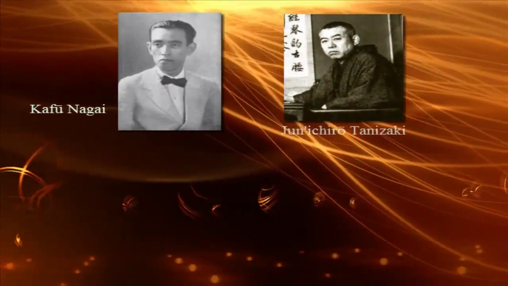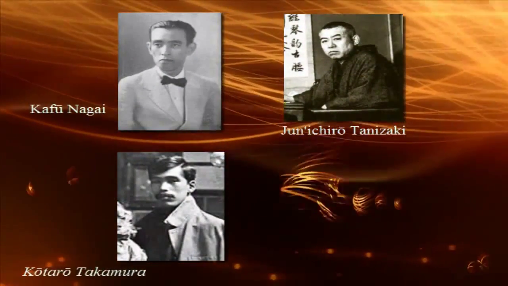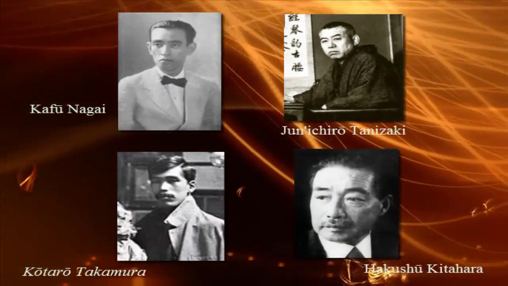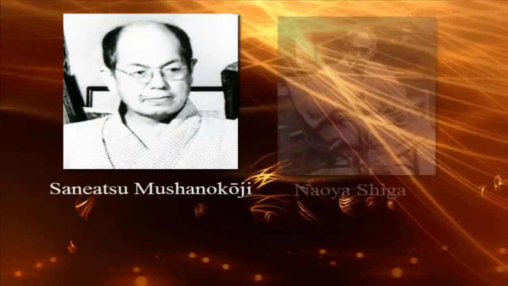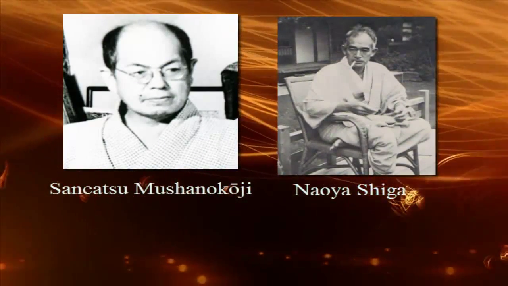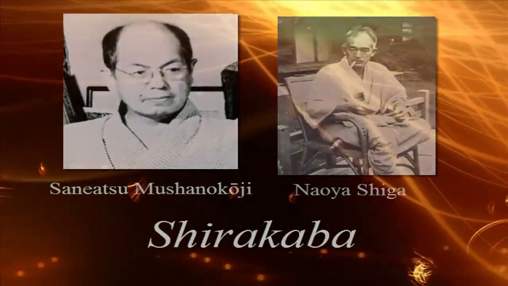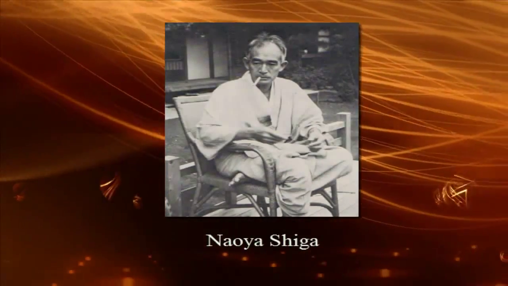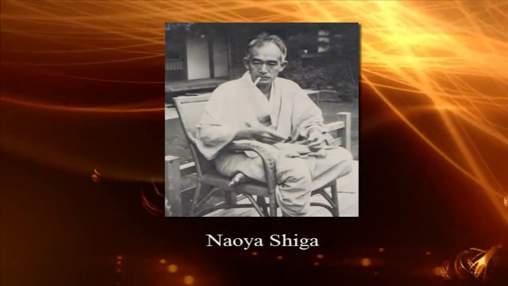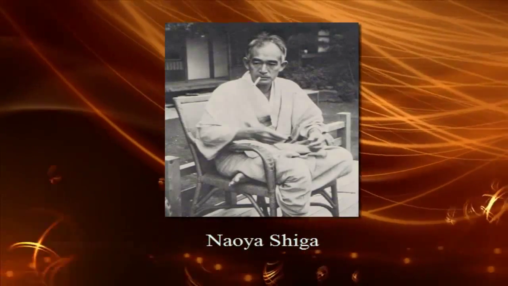Neo-Romanticism came out of anti-naturalism and was led by Kafu Nagai, Junichiro Tanizaki, Kotaro Takamura, Hakushu Kitahara, and so on in the early 1910s. Saneatsu Mushanokoji, Naoya Shiga, and others founded a magazine, Shirakaba, in 1910. They shared a common characteristic, humanism. Shiga's style was autobiographical and depicted states of his mind, and is sometimes classified as I novel in this sense.